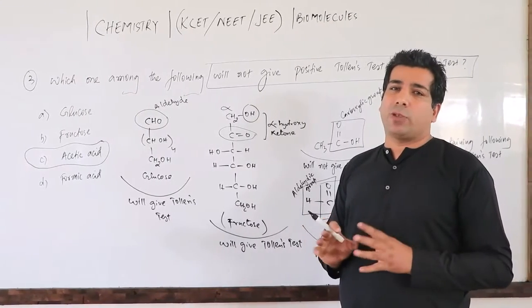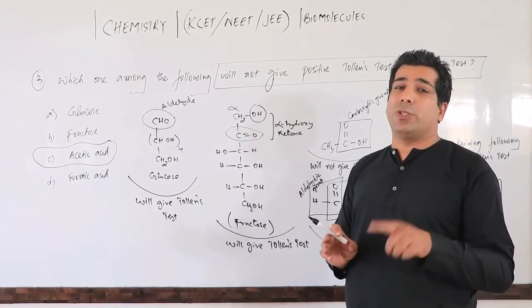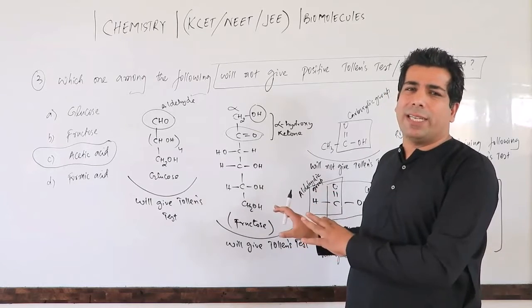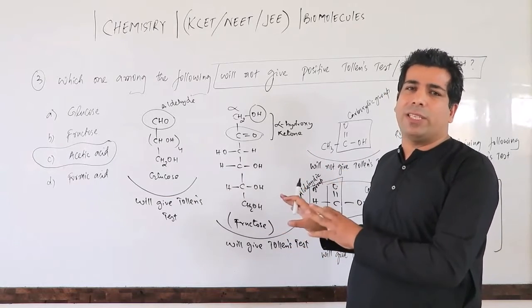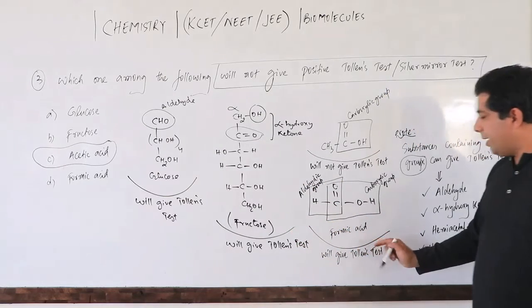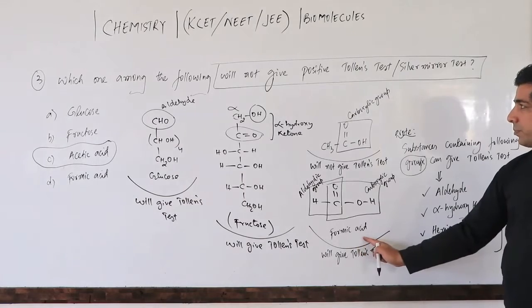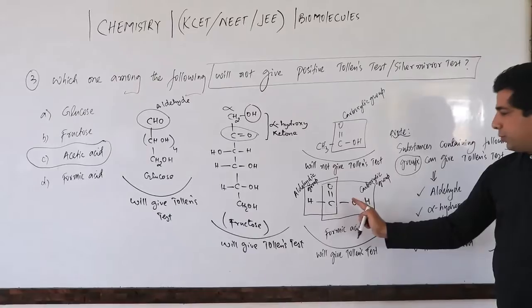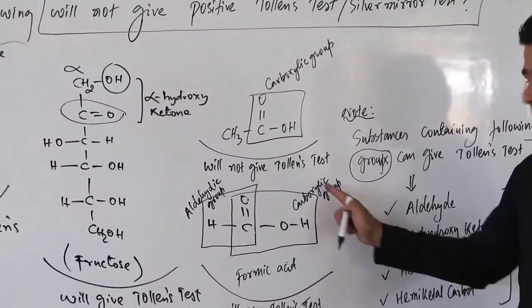Which part of Tollens reagent? Silver, from +1 to 0. That I am going to discuss in other questions. But here we have to only tell whether it will interact with the Tollens reagent or not. So I have just given you the idea about formic acid here. Formic acid contains CHO. Can you zoom in on this particular structure, formic acid?